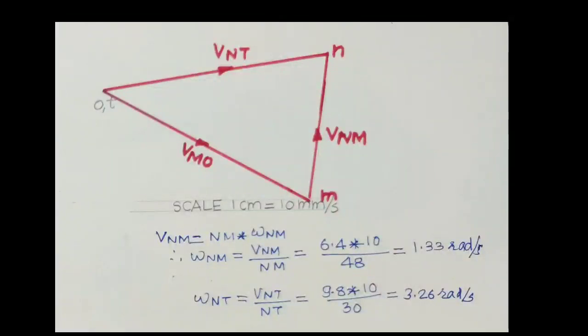Similarly, we can find the angular velocity for link nt. To find the angular velocity of link nt, first find V_nt upon link length, that is radius, which is equal to 30 mm. Measure the nt distance from the velocity diagram. It is coming 9.8 centimeter multiplied by scale, that is 10 divided by 30, which is equal to 3.26 radian per second.